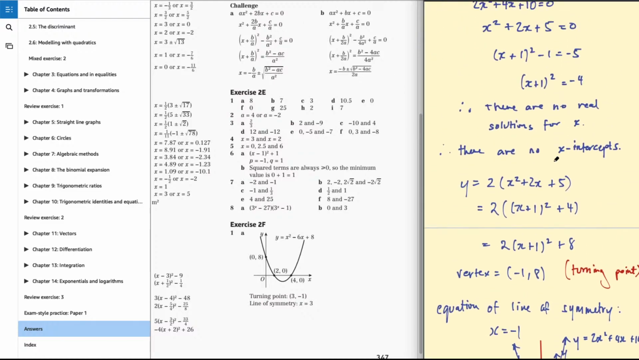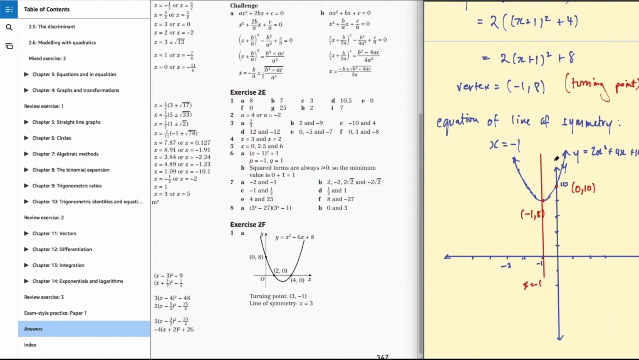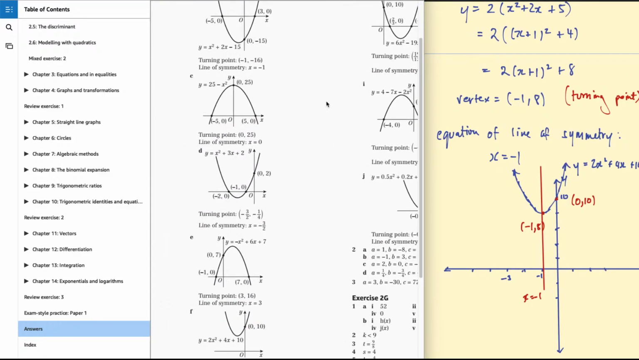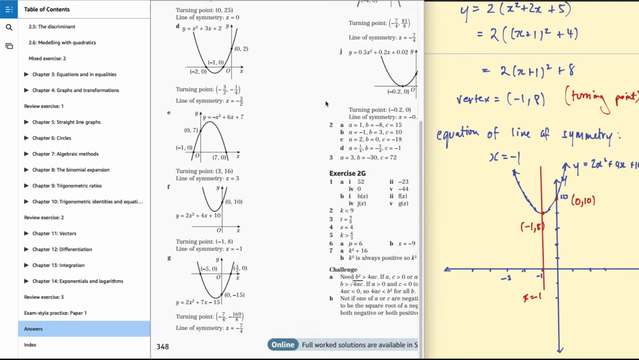Then we did f. So we had 0, 10 as the y-intercept, and the turning point at -1, 8, and the line of symmetry at x equals -1.